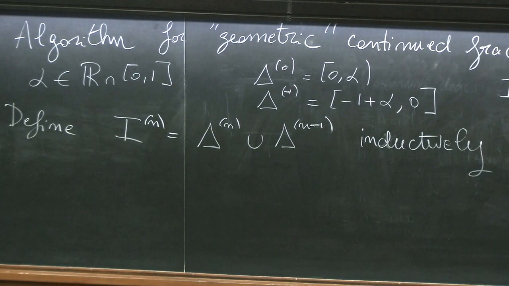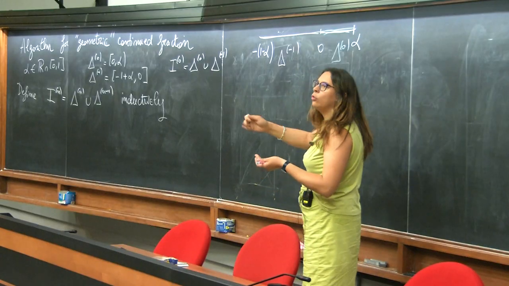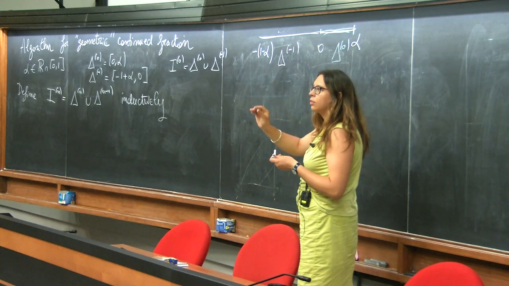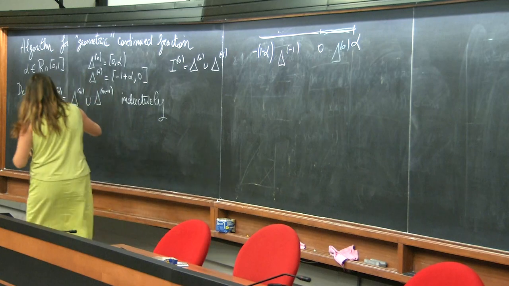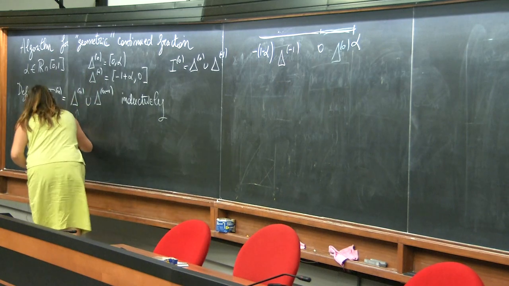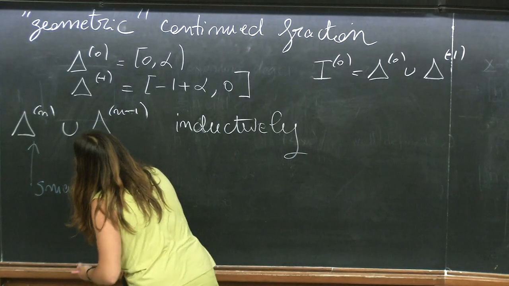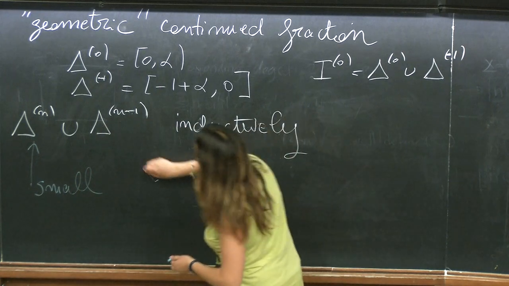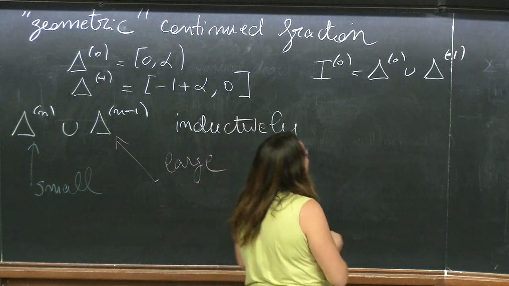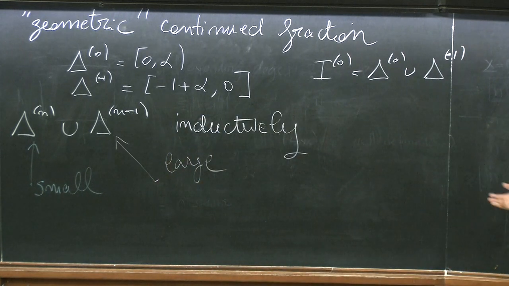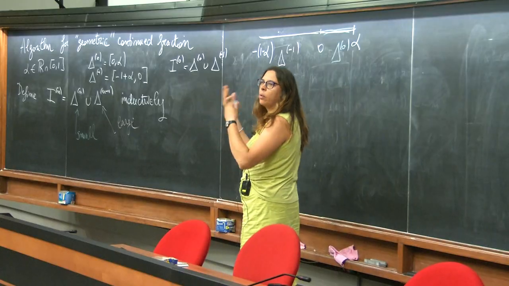This chalk keeps breaking. Okay, so I have two intervals. And let me always remark that as n grows, the intervals become smaller. So there's always a large and a small. In this picture, always delta n is the small interval and delta n minus 1 is the large interval, and the position of small and large flips with n.